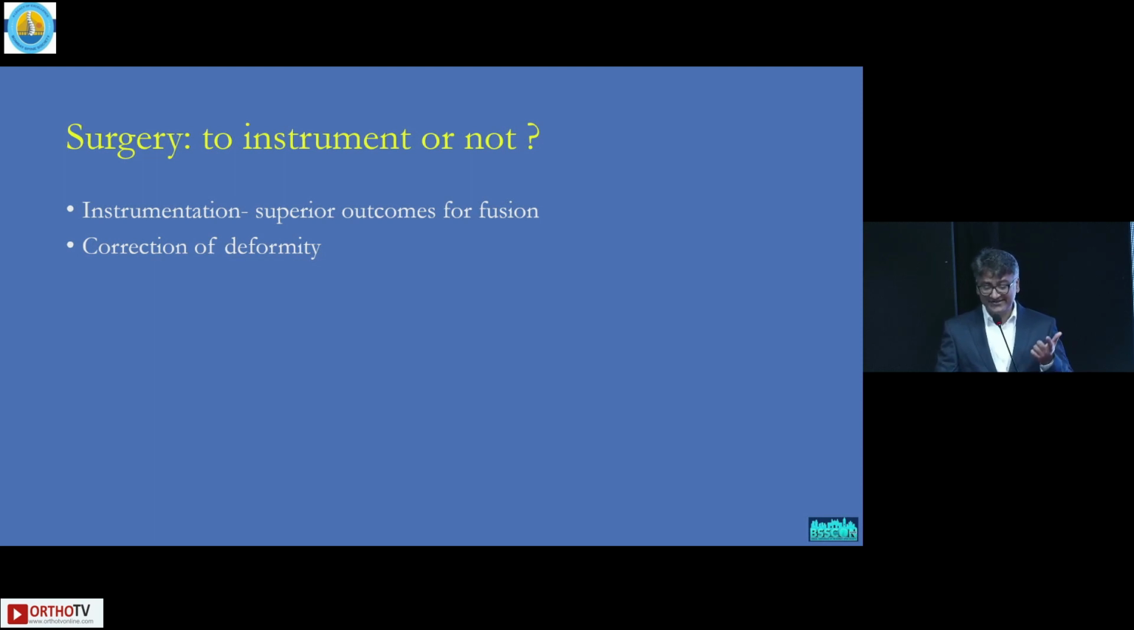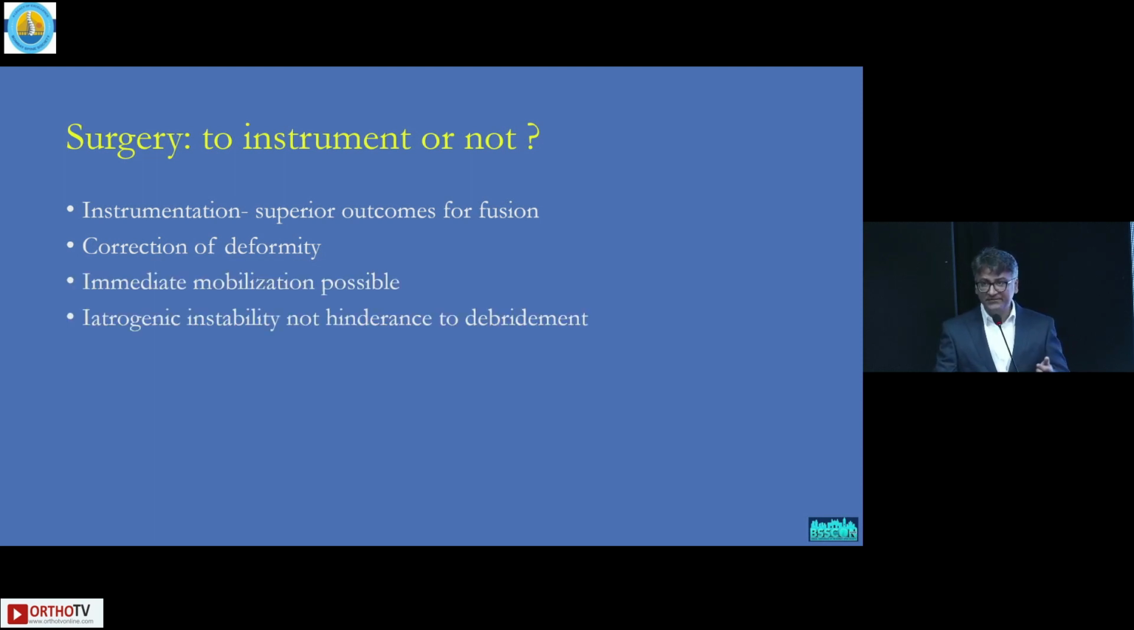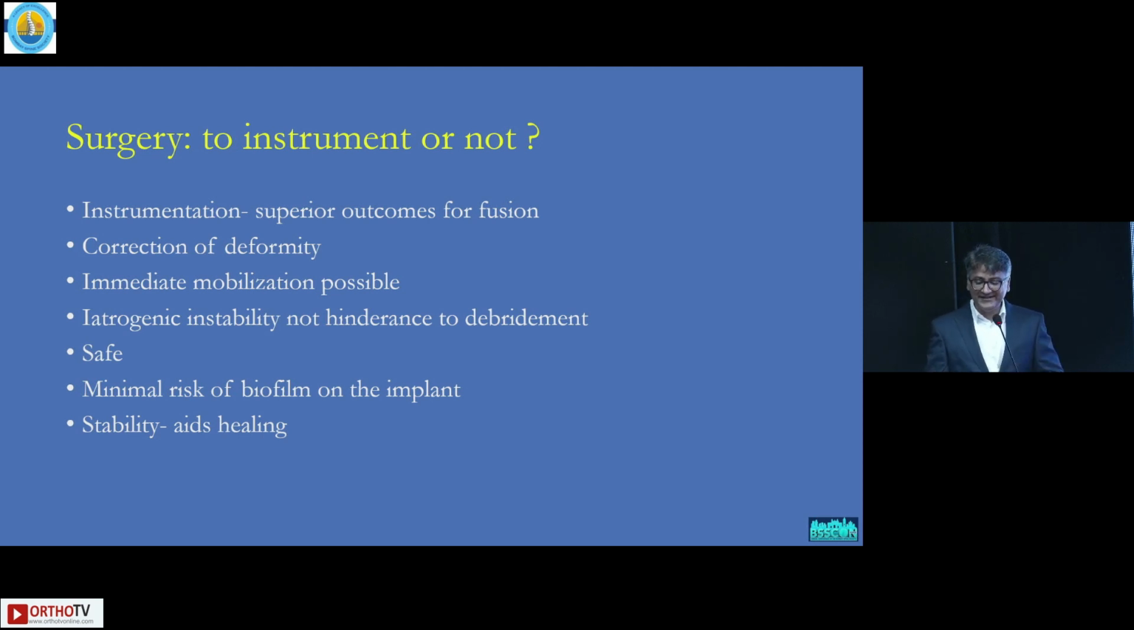You can also address the deformity in that. Immediate mobilization is possible based on the stability of your construct, and you are not going to skimp on removal of bone with the fear of causing an iatrogenic instability. So with instrumented fusion, there is minimal risk of a biofilm formation on the implant when it is inserted after the radical debridement is done. Besides, stability aids in healing.